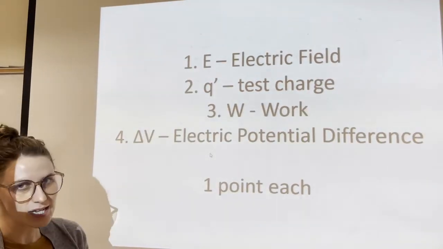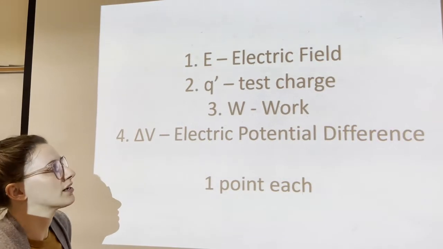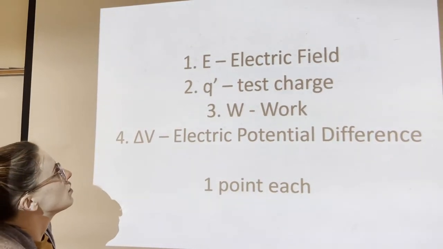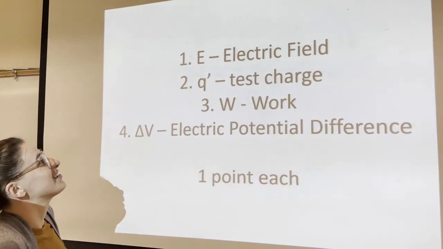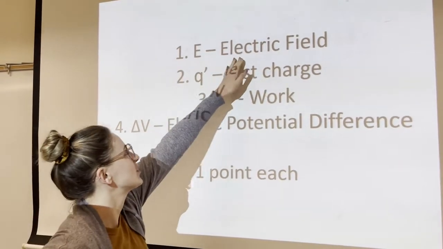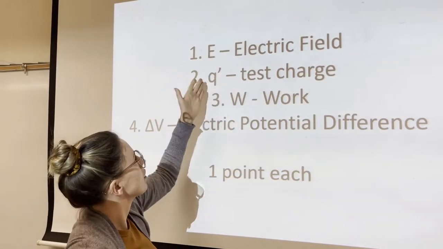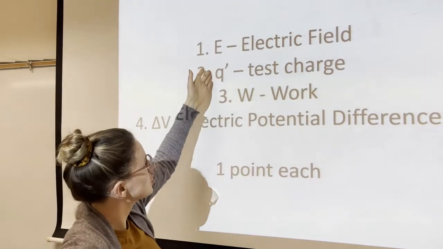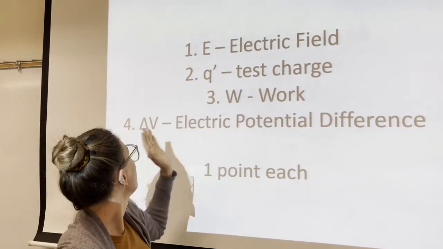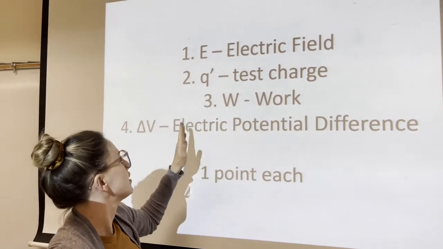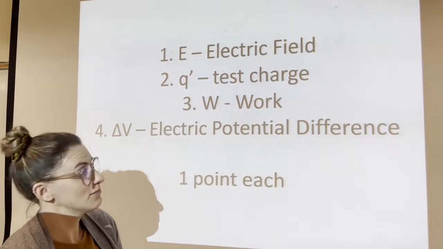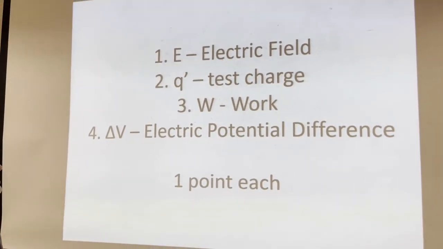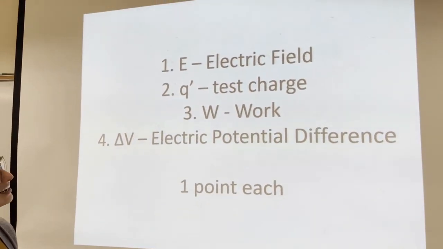If you were in class, we would grade this, but we're not going to grade it. Give yourself 1 point for each one you got correct. E was for our electric field. Our Q prime is our test charge. W is work. And our delta V is electric potential difference. It's a lot of syllables. Those are what they stand for.